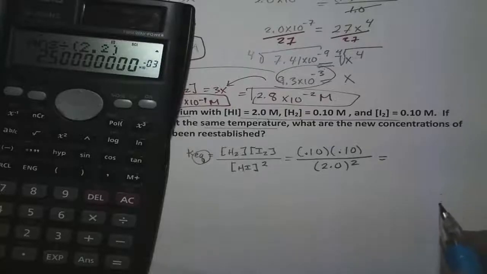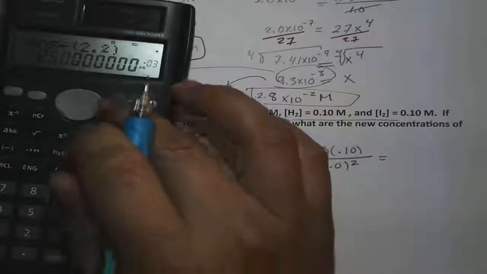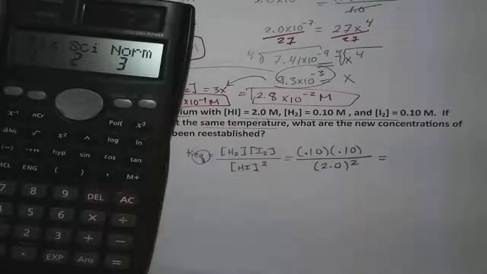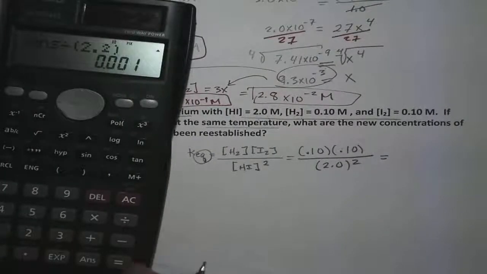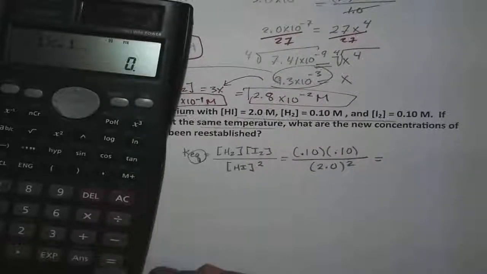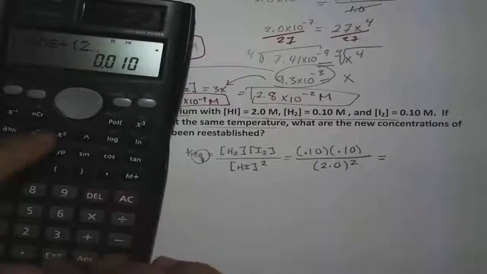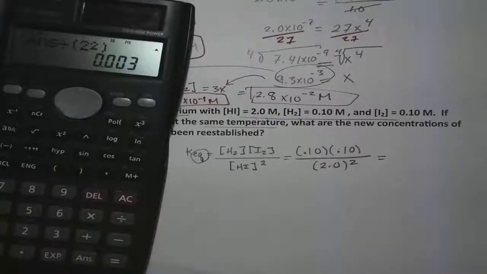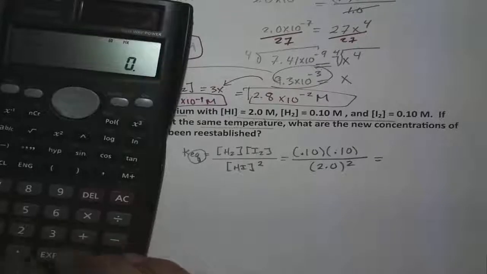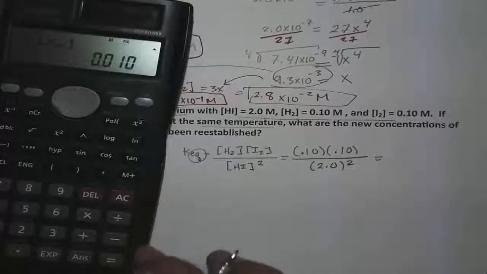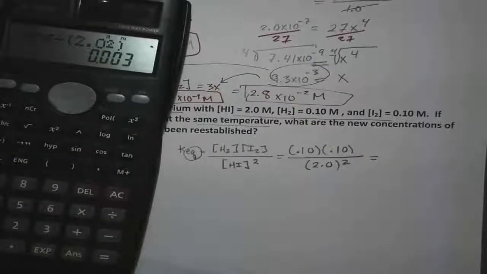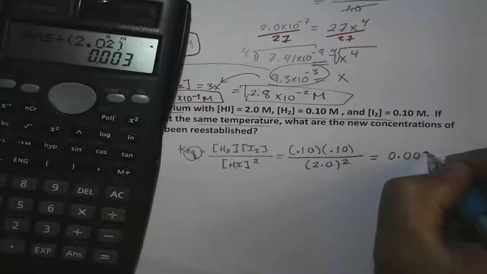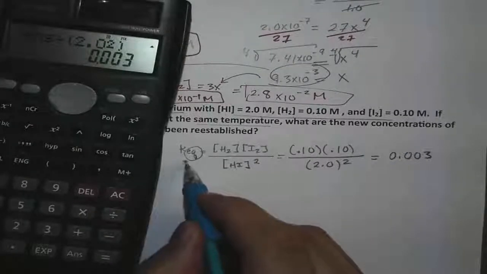Should I put this in decimal? Let's put this in decimal form. How about that? That makes our life a lot easier later on. This is where it gets tricky, because you know why? I'll show you why later. Okay, but let's change this to decimal form. So we have 0.1 times 0.1 divided by 2 to the second power. So let's plug this into our calculator. We have 0.1 times 0.1, okay, and divided by 2.0 to the second power, gives us 0.003. Okay, so keep that in mind. That is the value of K.